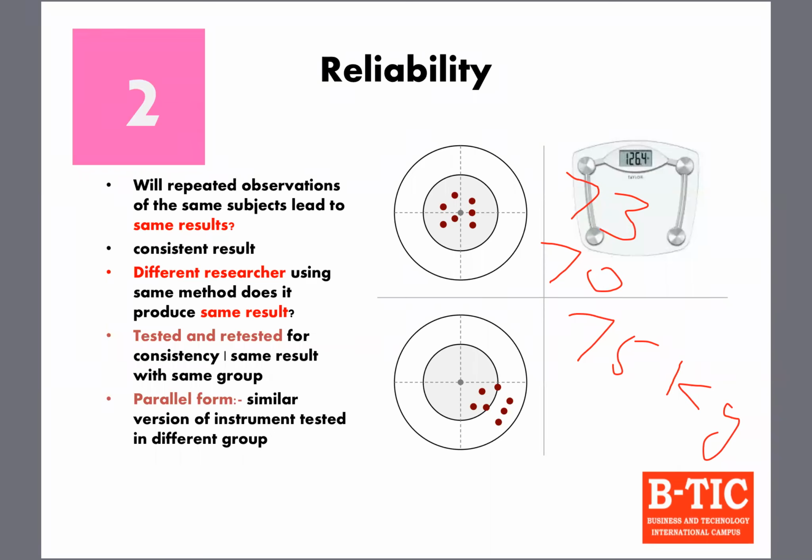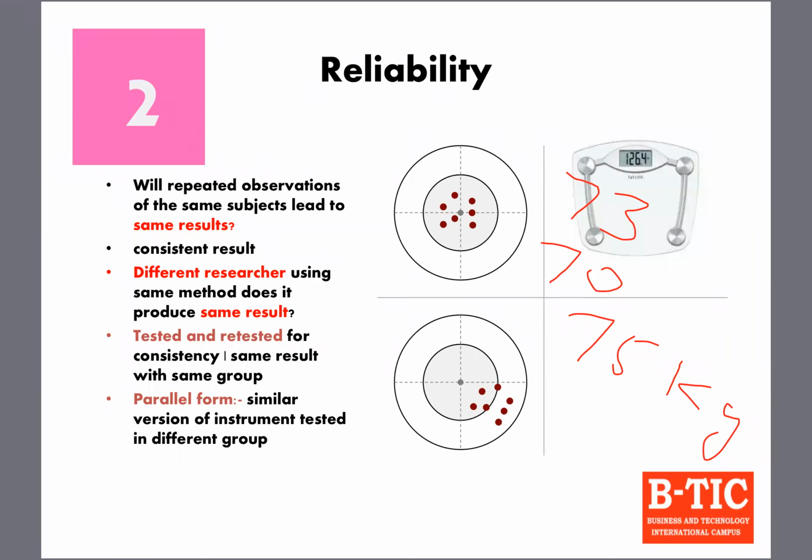Now let me bring this example into your research. Do you use this kind of scale to measure your body weight if you are working on putting your body in the right shape? My answer is no. You never use this kind of machinery or gadgets or instruments to measure things if it is not reliable. Can you use this kind of scale to sell something, to buy something? No. So we don't use it.